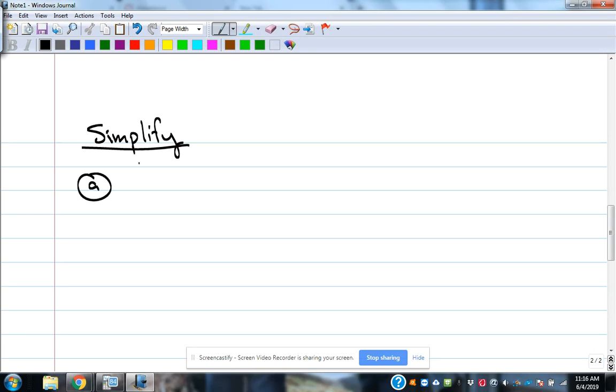The first example might be straight up y to the 6th times y to the 5th, which is absolutely just a product rule. The bases are the same. They're both y's. We're multiplying, so we add the exponents. So it'll be y to the 11th. Real simple, straightforward, exactly what the rule is.